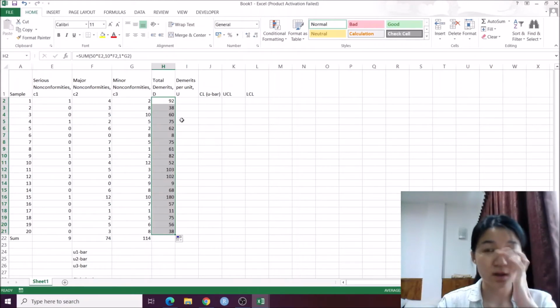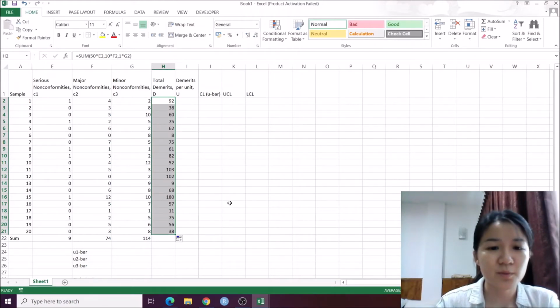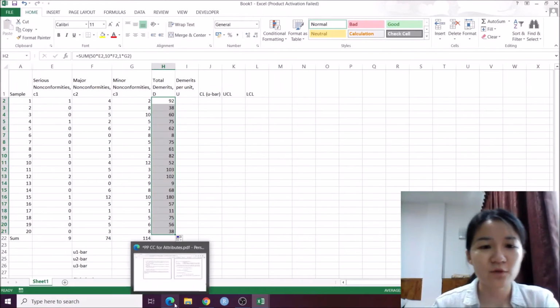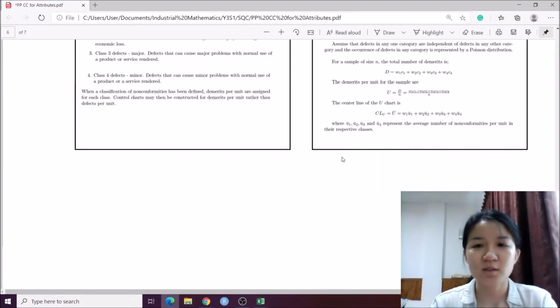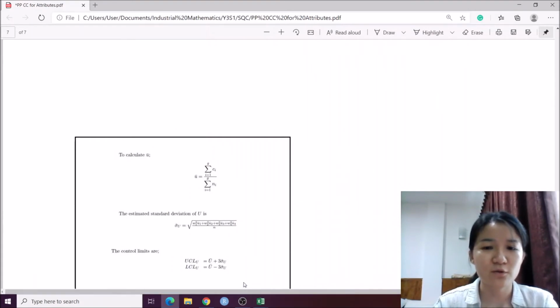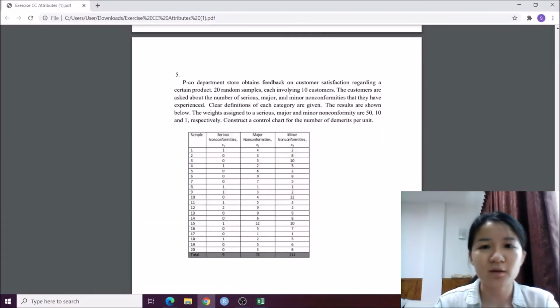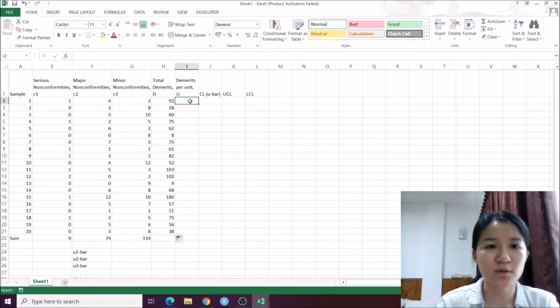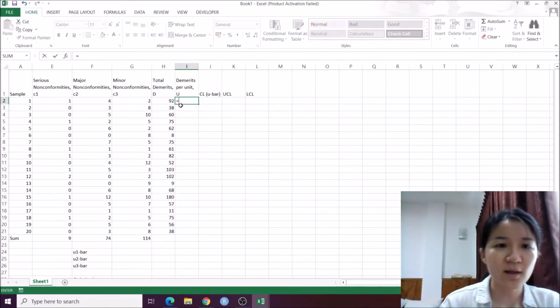And after that, we calculate the demerits per unit. The formula for demerits per unit is this, divided by the number in the sample, which in each sample we have 10 customers. So here we have to divide them by 10.